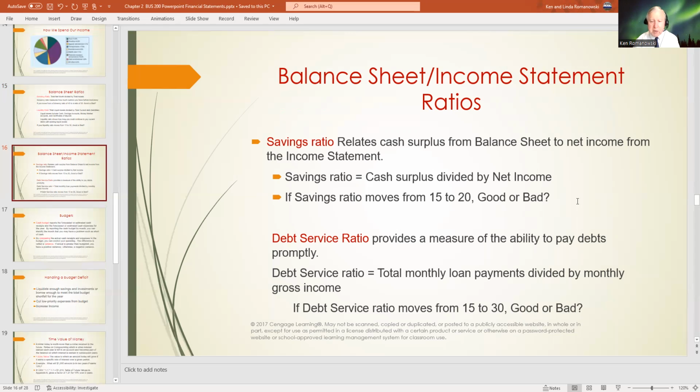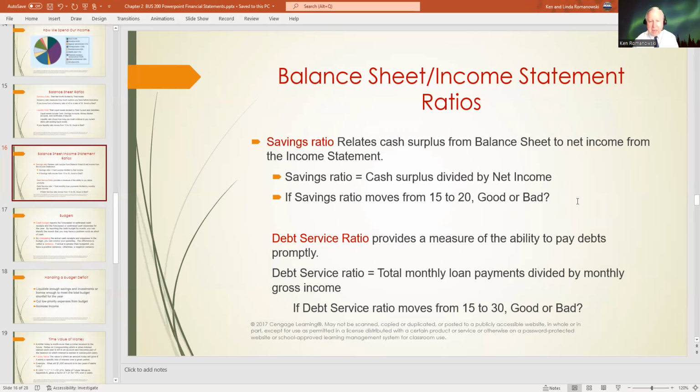So if your debt service ratio moves from 15 to 30, is it good or bad? Well, the answer to that is it's bad, because it shows that your debt service is increasing. So remember that the higher amount of debt service that you have, just as you have to be cautionary when you have a high amount of debt, period. Your debt service, if that increases, these are payments that must be made to help you keep your good credit rating, and also, again, to stay out of bankruptcy.